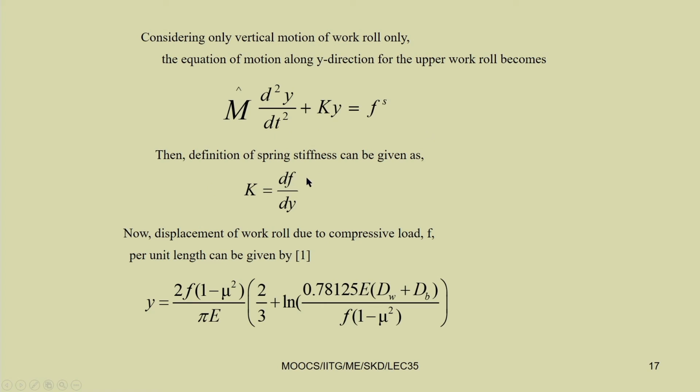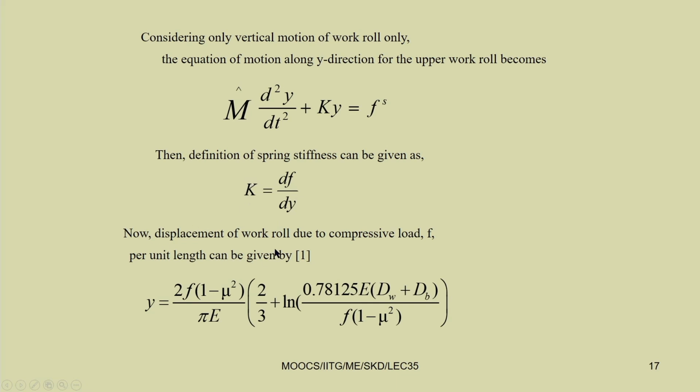The spring stiffness can actually be obtained by knowing the force acting between the work roll and the backup roll. This force can be determined experimentally, and k can be written as del F by del y. One can plot F versus y, and from dF by dy one can find the spring stiffness.